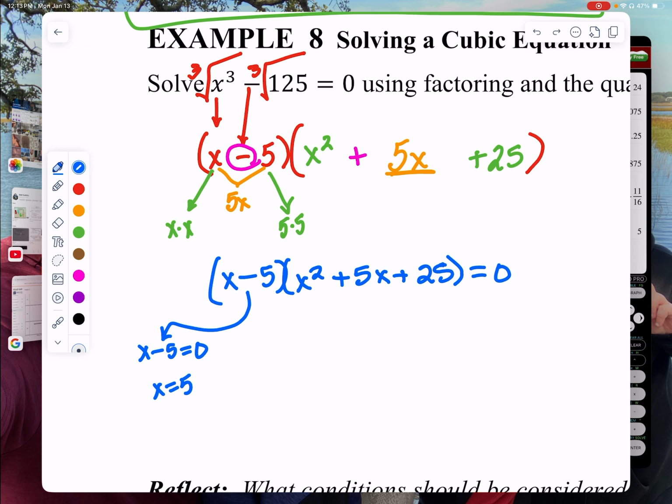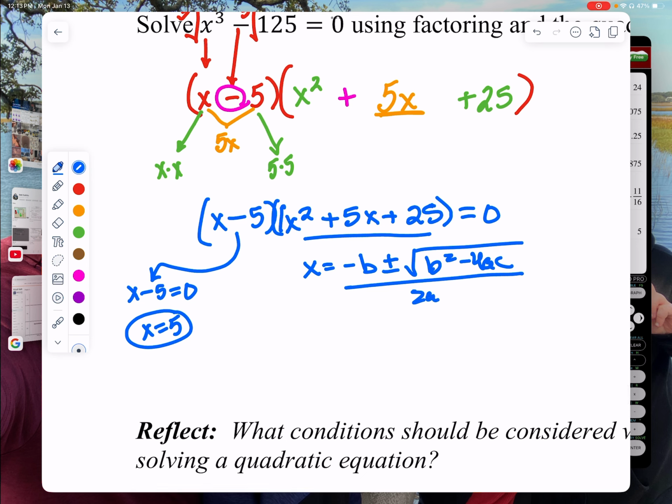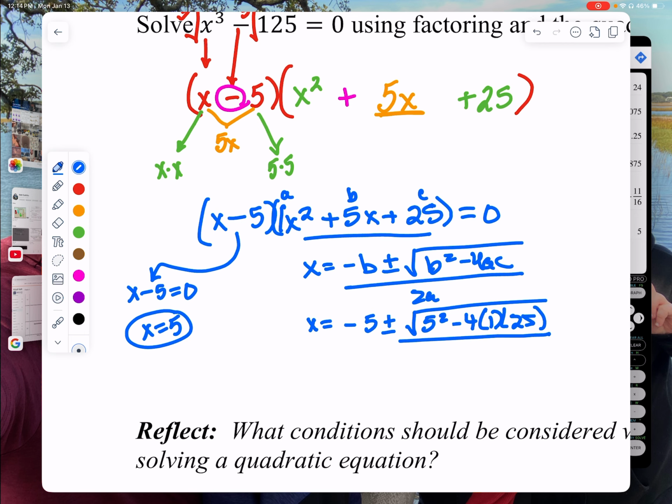All right, let's do another one. Let's do this guy. I'm going to use my quadratic formula, negative b plus or minus the square root of b squared minus 4ac, all over 2a. So my a is 1, my b is 5, and my c is 25. Let's plug it in. Negative 5 plus or minus the square root of 5 squared minus 4 times 1 times 25, all over 2 times 1.